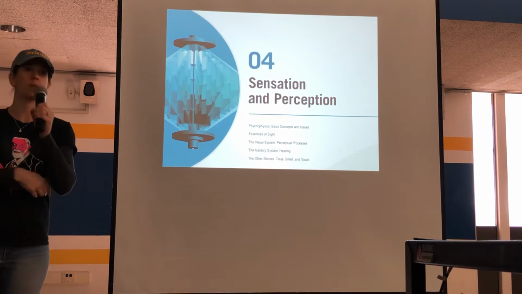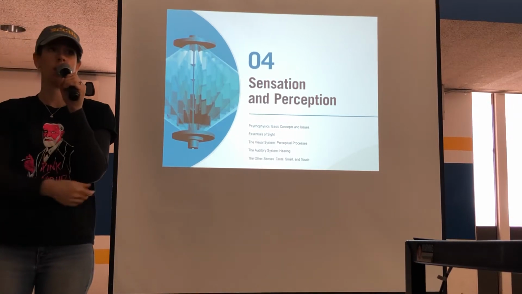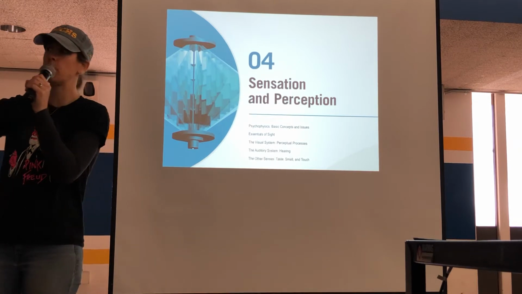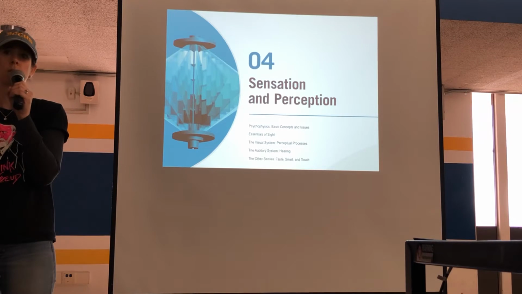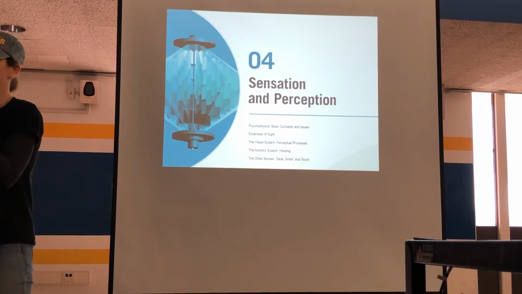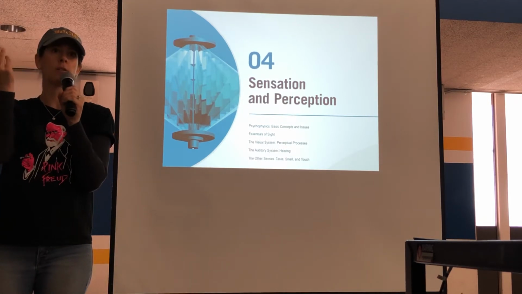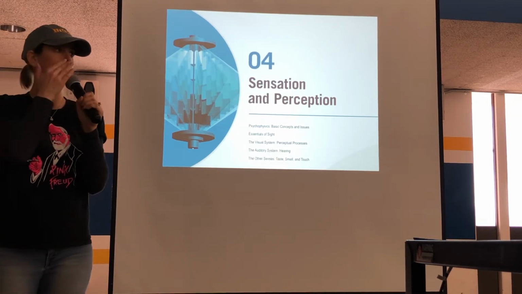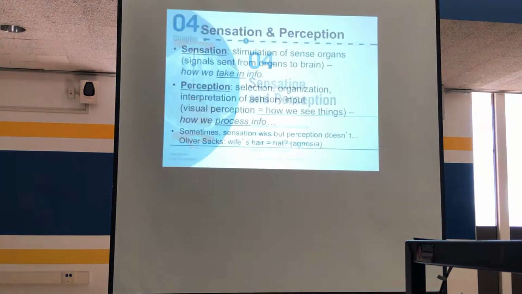So sensation and perception. What is sensation? Stimulation of sense organs. Taking stimuli in through the sense organs. What neurons are involved? Sensory neurons, right? Where do they go from? Sense organs to your brain. So we're talking about your skin, your eyes, your ears, your nose, and your tongue. Okay? What's perception? Selection. How you organize that information and how you process it.